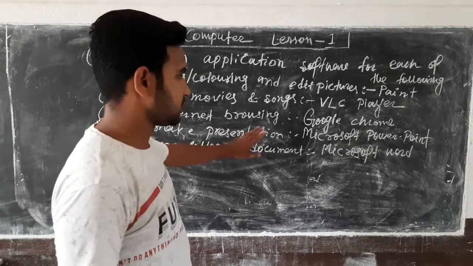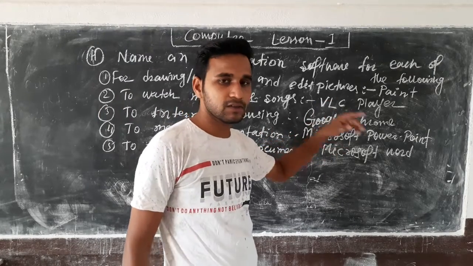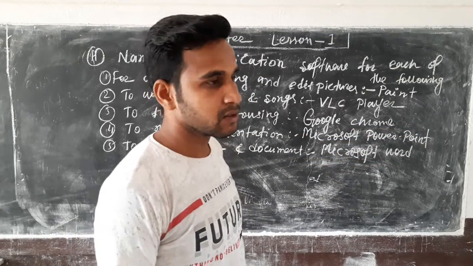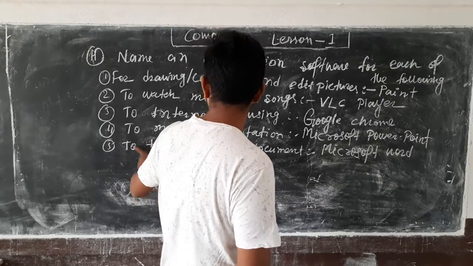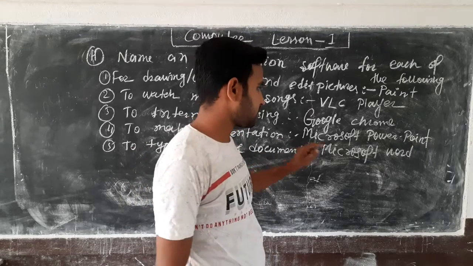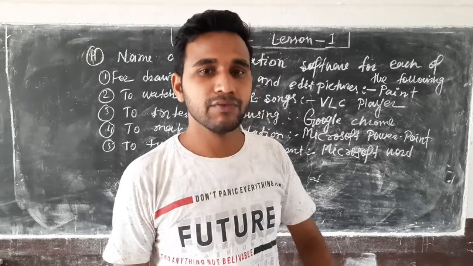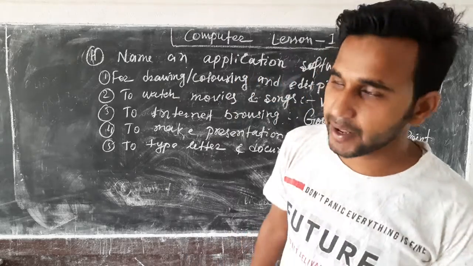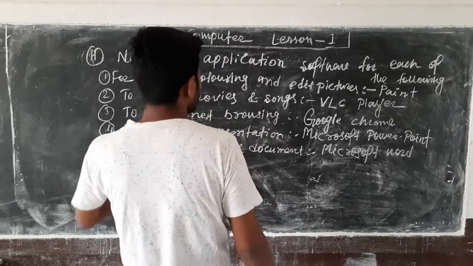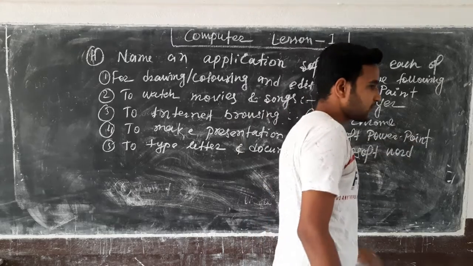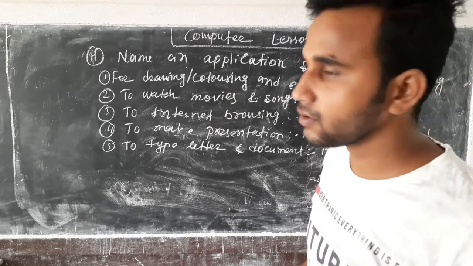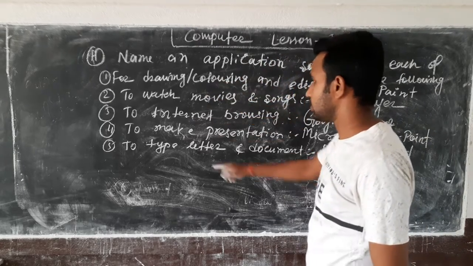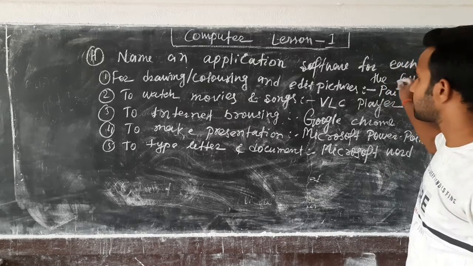To make a presentation, we can mostly use Microsoft PowerPoint. This is part of Microsoft Office. Next, to type a letter and document, we can use Microsoft Word, Notepad, WordPad for typing the letter, typing the text. So these all are application software for particular commands. We can do this type of work with the help of this application software.